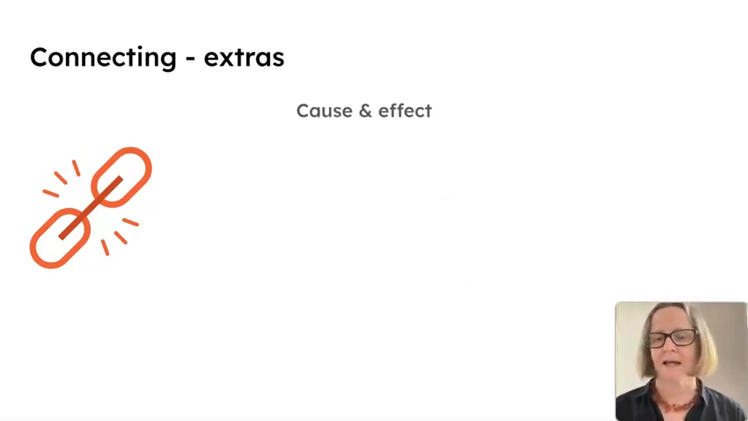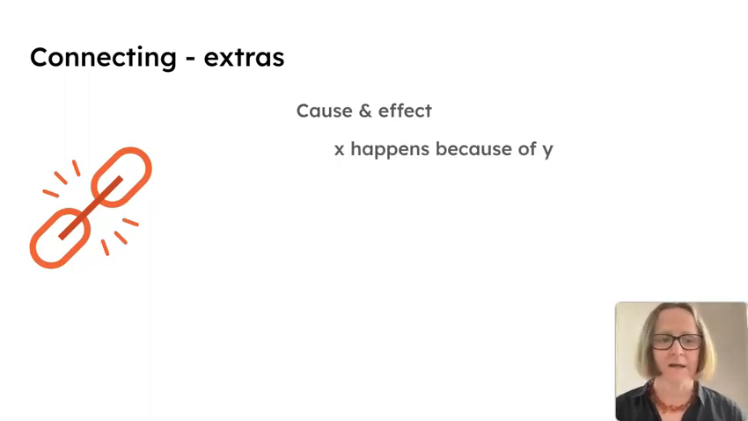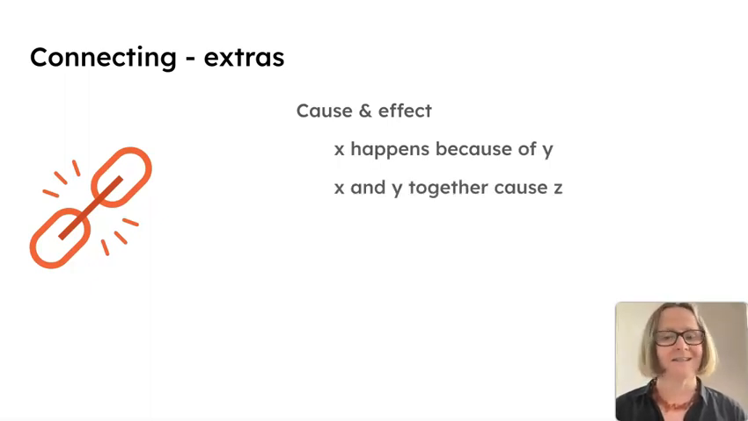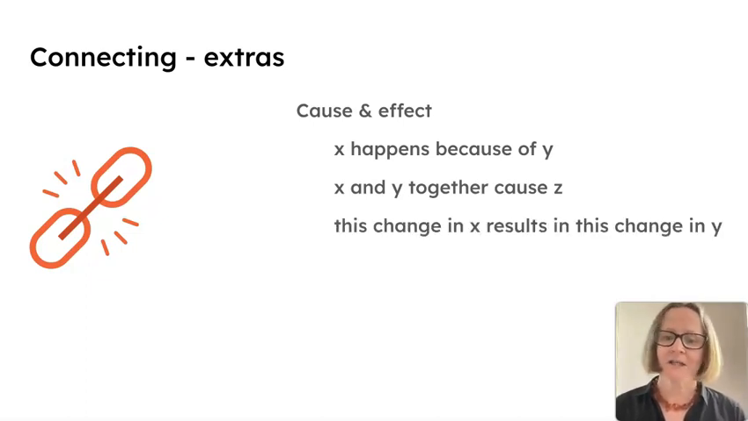You could do a cause and effect connection. X happens because of Y, or X and Y together cause Z. Or a change in X results in a particular change in Y.